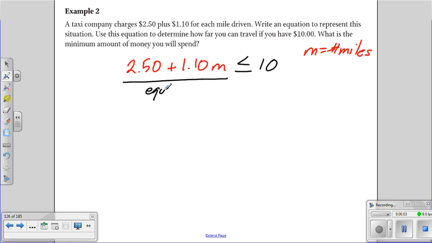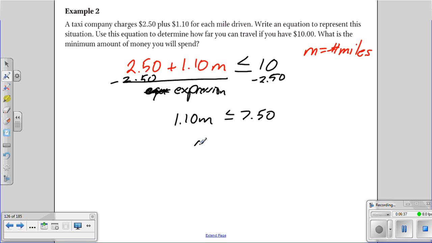So how does the expression on this side relate to the constraint of $10? Okay. So when we do this, let's go ahead and solve for m. So we're going to have 1.1m. I'm going to subtract the $2.50 from both sides. And notice we get $7.50. Okay. To get m by itself, I'm going to divide by 1.1.